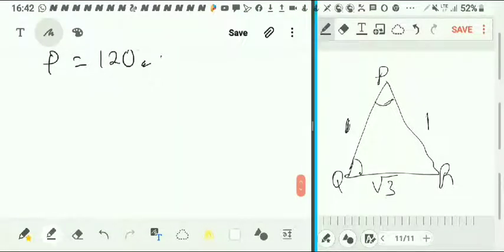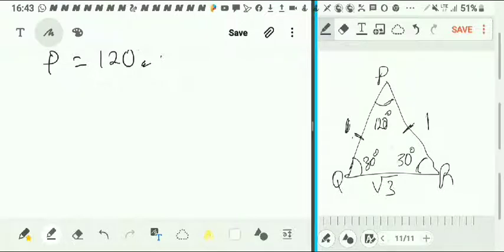Sorry, this was the angle we're looking for before, not this one. So this one is 120 degrees. Since this side is 1 centimeter, this one is also 1 centimeter. It follows that this is an isosceles triangle, so these two angles will be equal. So this will be 30 degrees, and this is also 30 degrees.